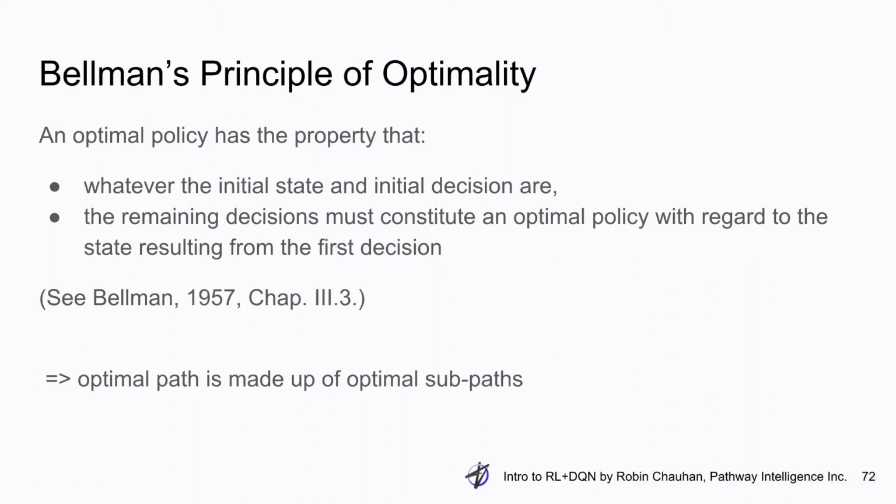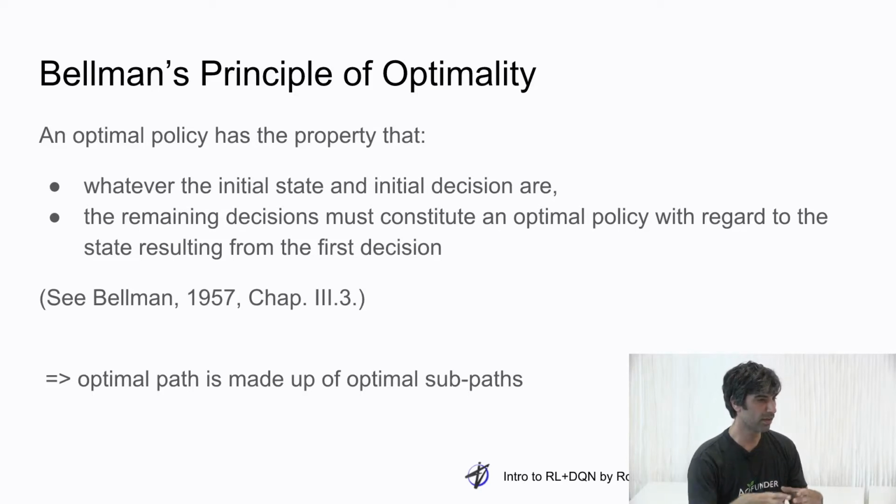So Q learning is based on Bellman's principle of optimality from dynamic programming, and it's this kind of simple thing which just says, if you have an optimal path, then the parts of it are optimal as well.